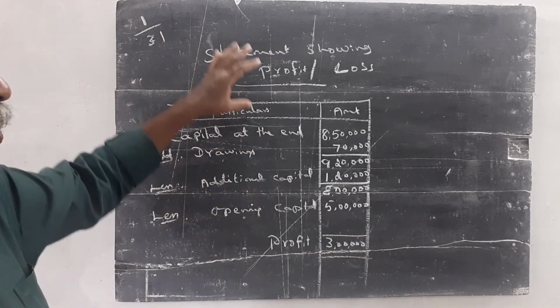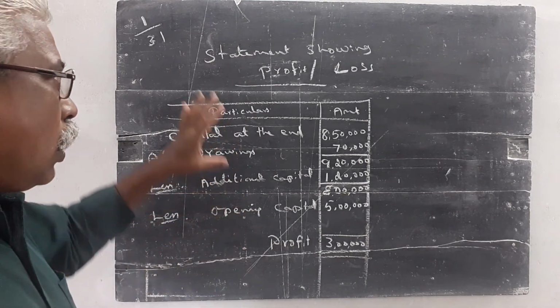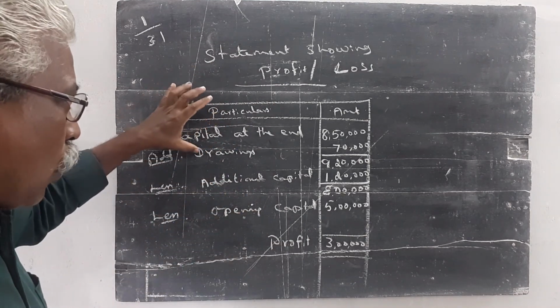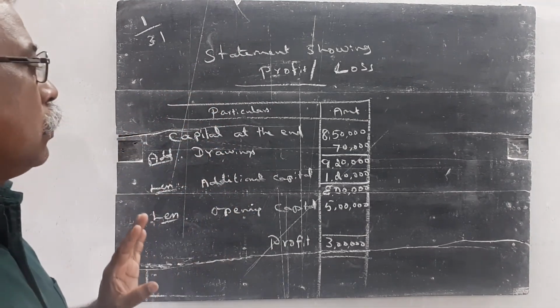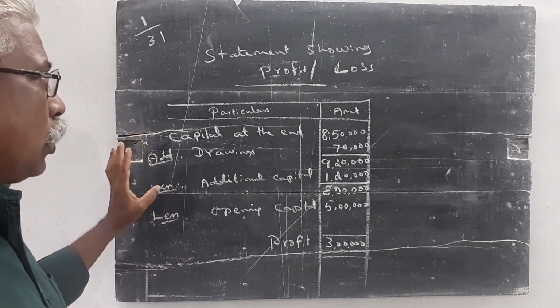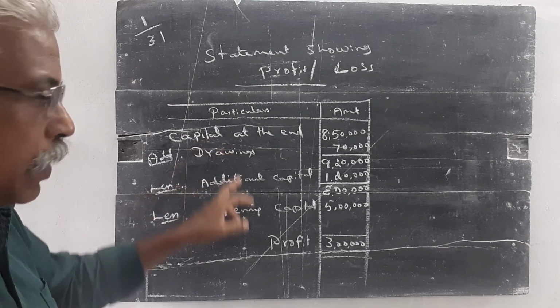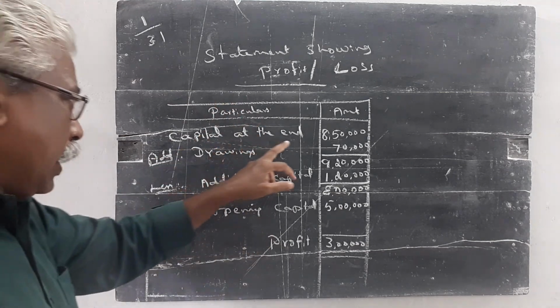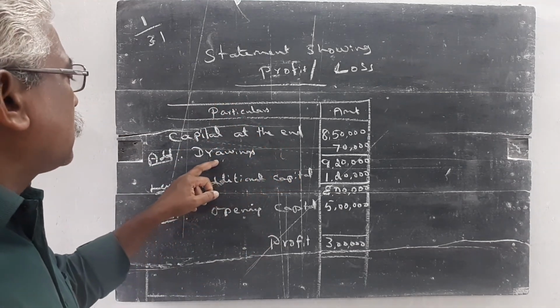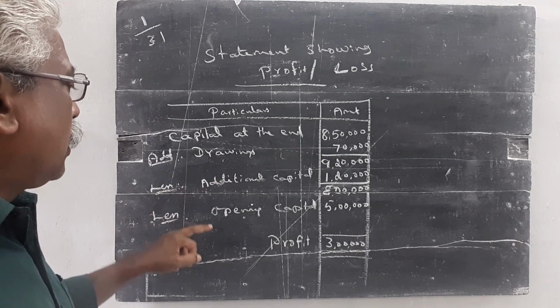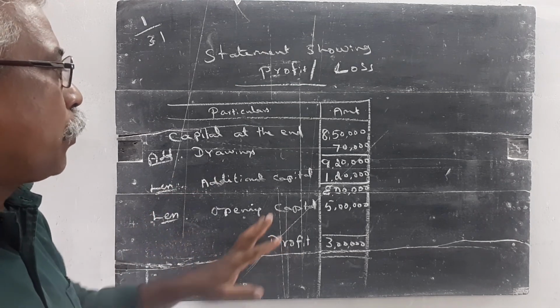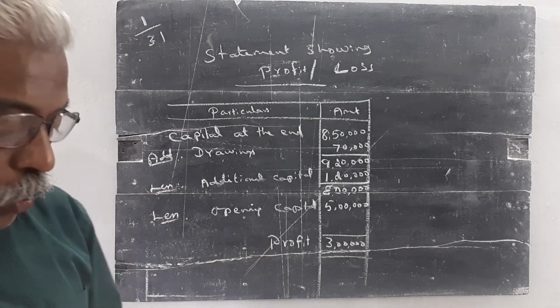This is the first question. For all the questions we have to follow this formula. In all the sums, in all 2-mark questions, we have to use this formula. So you just memorize this formula. Capital at the end, add drawings, less additional capital, less opening capital, we can get profit. Then do the next problem.